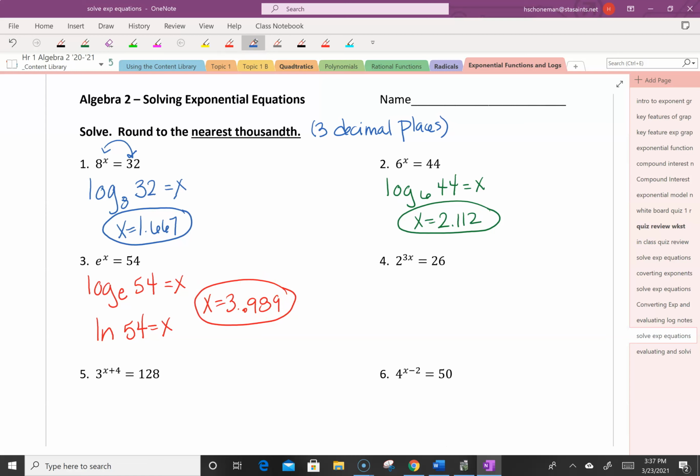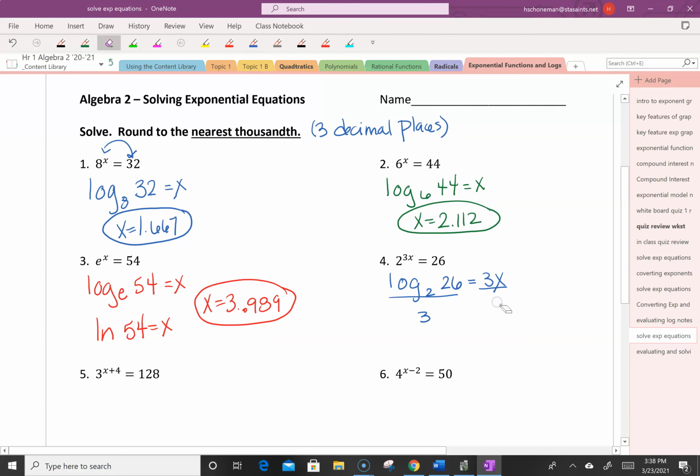Okay. So those are pretty straightforward, and you could have done those ahead of time with a little bit of practice, but this one we need a little bit more. Not hard, just a little bit more. So we'll rewrite this. So we're going to say log base 2 of 26 equals 3x. Okay, well, log base 2 of 26 is going to be a number. But once we get that number, we still don't solve for x. We want to get x by itself. So won't we have to divide that answer by 3?